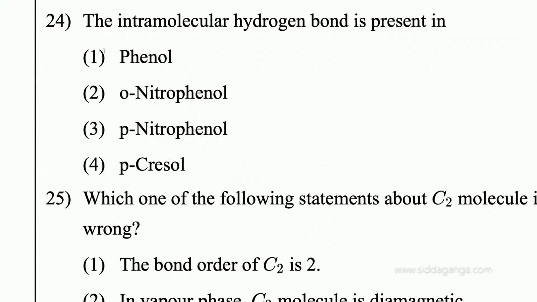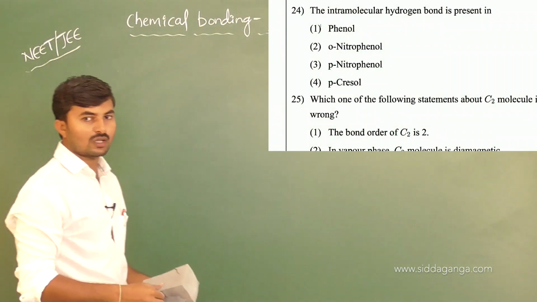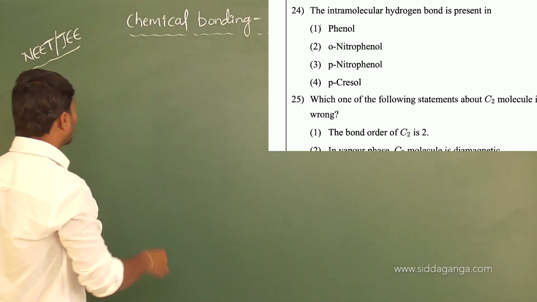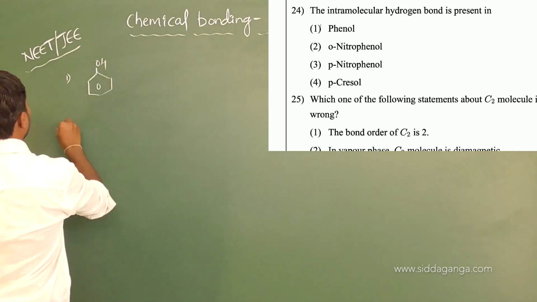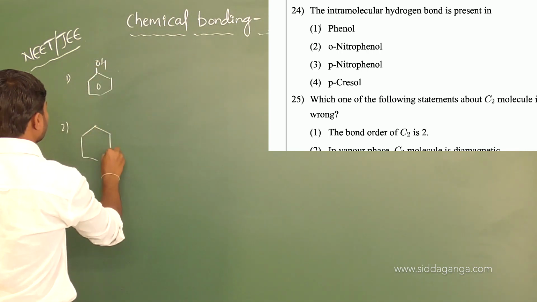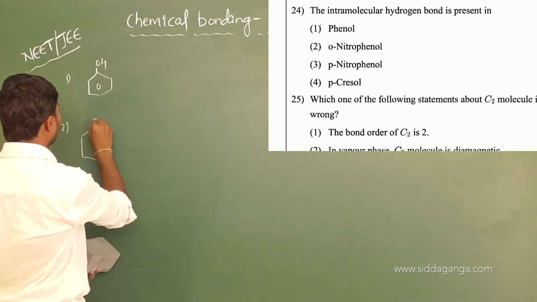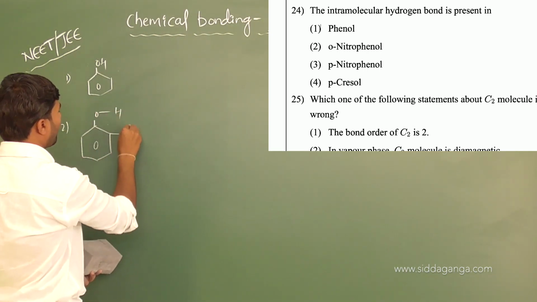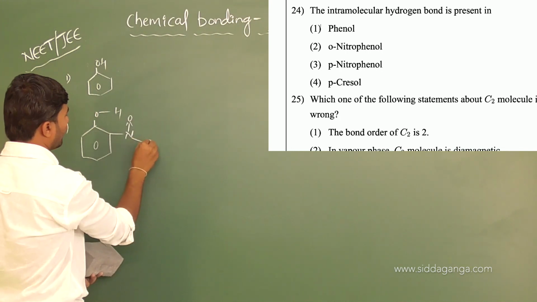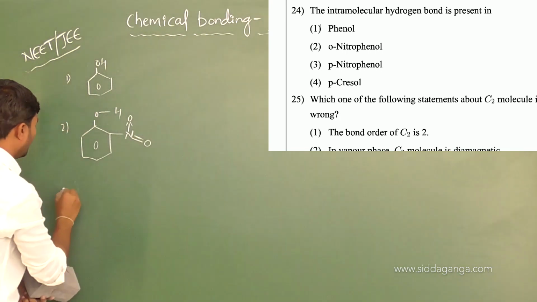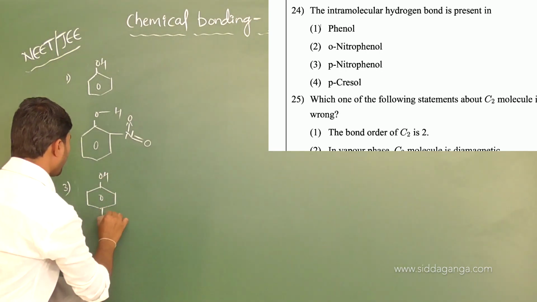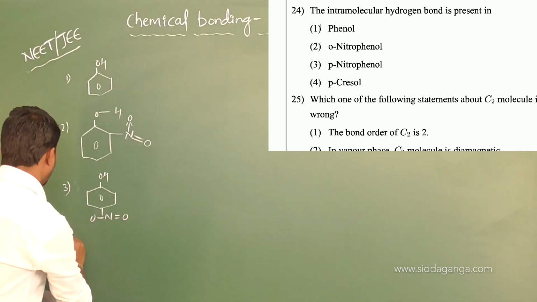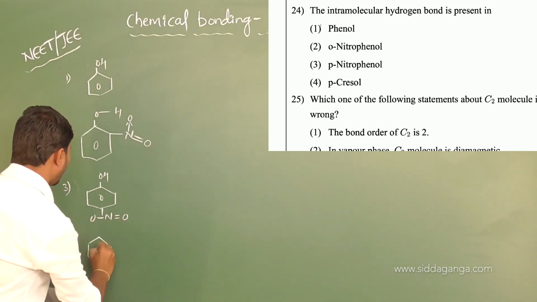The intramolecular hydrogen bond is present in. Okay, in hydrogen bonding there are two types: intermolecular hydrogen bonding and intramolecular hydrogen bonding. So the options are like this: the first one is phenol, the second one is orthonitrophenol, the third one is paranitrophenol, and the fourth one is paracresol.